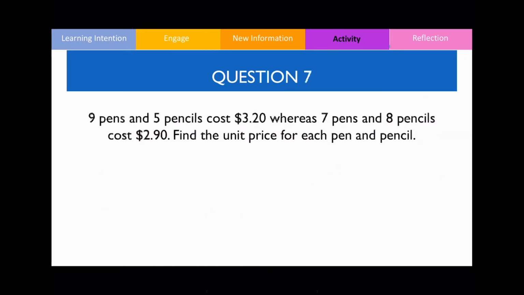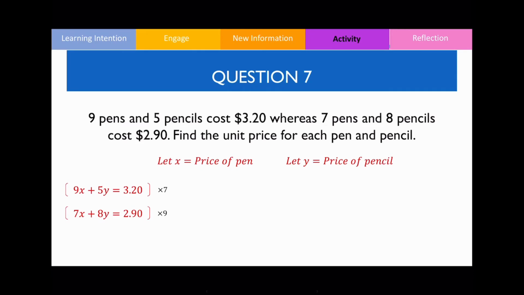For question 7, this is now using simultaneous equations. So you're trying to find out the unit price of a pen as well as a pencil. So first, define what the variables are going to be, and then write an equation for both of them. Once you've done that, you can see that the coefficients for both x and y are not the same. So let's make sure that they have the same coefficients so we can eliminate one of the variables. I'm going to eliminate x in this case. So I'm going to be finding the lowest common multiple, which in this case is going to be 63. So once you've done that, this is going to be your new equations. And therefore, I'm going to subtract both equations to cancel out x.